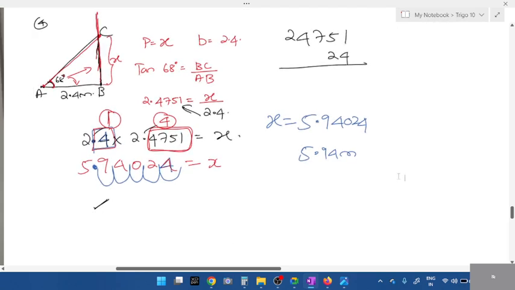Till 12:45 or 12:50. Okay, what's the answer, students? 5.94. I didn't round it off. I just took the two values. Just two values are enough. 5.94. Is this right?